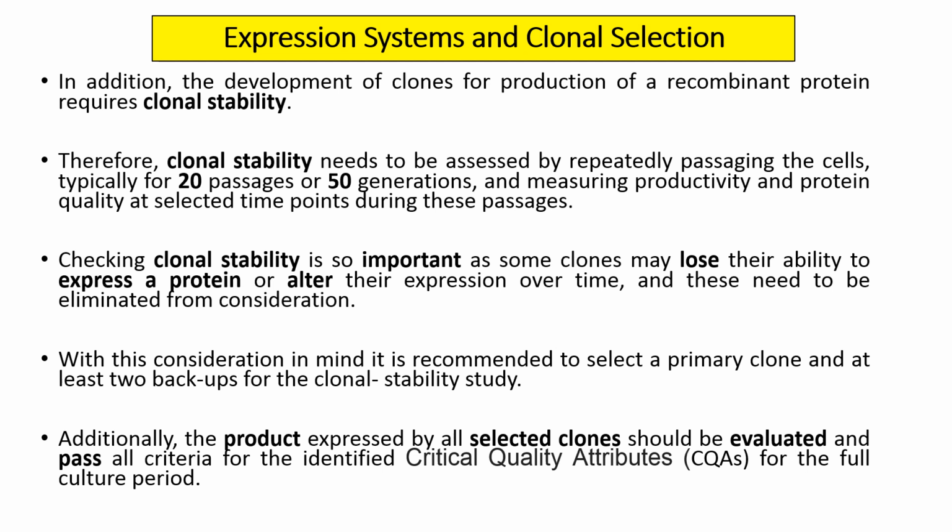Also, one of the important aspects in the development of clones for the production of recombinant protein is that they are required to have clonal stability. Clonal stability needs to be assessed by repeatedly passaging the cells, typically for 20 passages or 50 generations, and measuring productivity and protein quality at selected time points during these passages.